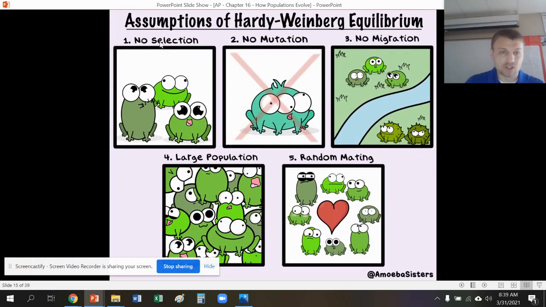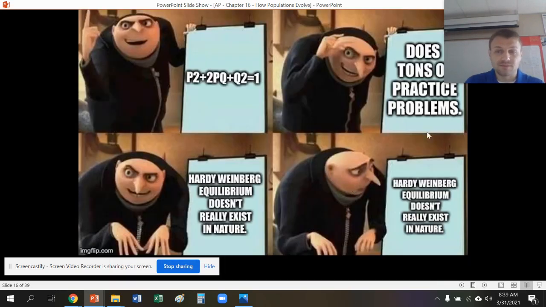So you can see here again, we're just going to go over it. No selection, no mutations. So you can see that third one, there's no migration from one area to the next. There has to be a large gene pool, and there has to be just random mating. There's no choice in this matter. So it really doesn't occur in nature. Again, I love this meme somebody created. It said that this doesn't happen.